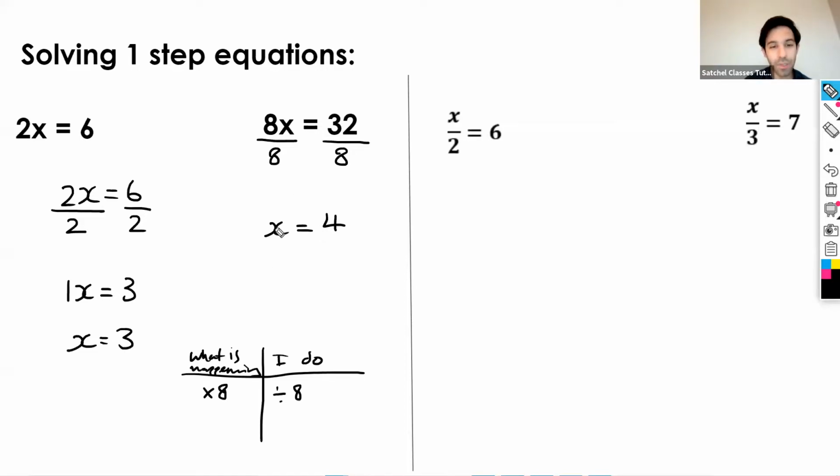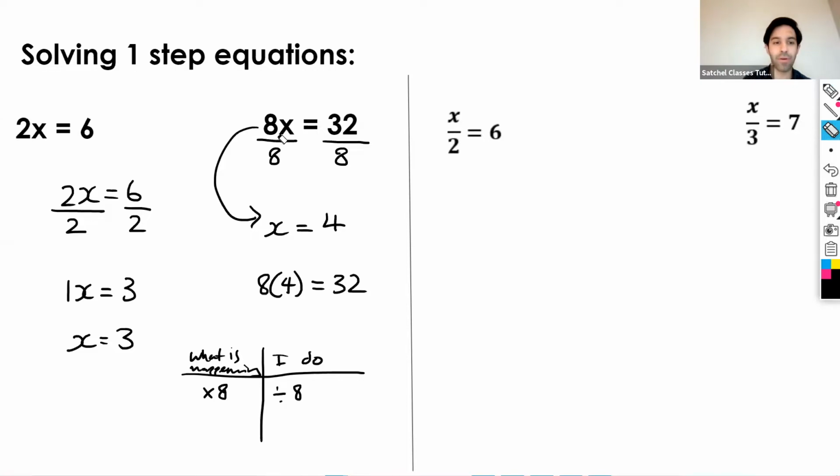And we can substitute this value of x into the original equation to see if that holds true. So 8 times 4, so in place of x, I'm going to write 4, is in fact equal to 32. So this statement is true when x is equal to 4.